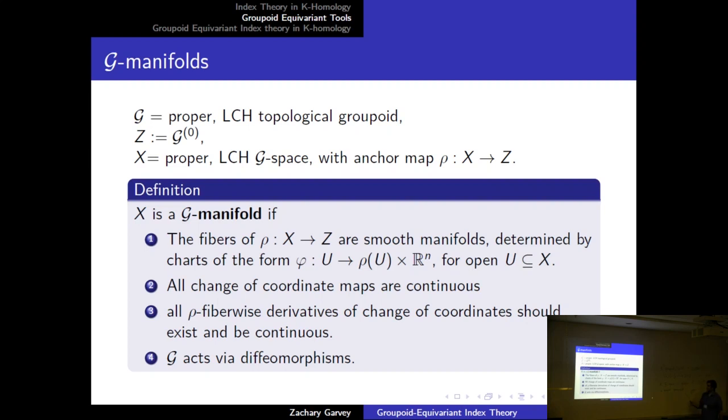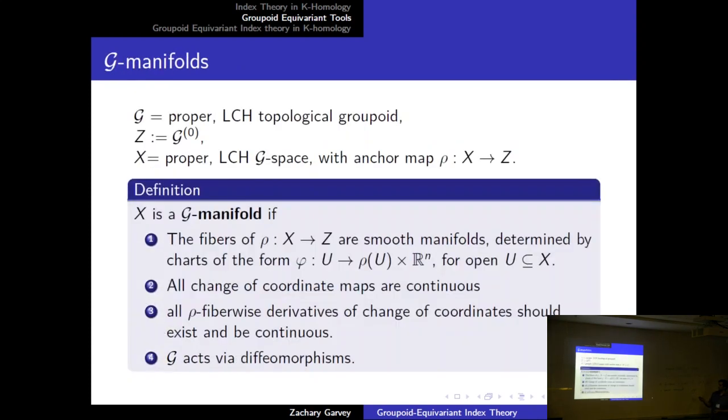The more important things are the change of coordinate maps are continuous, and all the rho fiber-wise derivatives of the change of coordinate maps are also continuous. Just these three conditions here is what it means for X to be a continuous family of manifolds over Z. And the last condition, that G acts via diffeomorphisms, means that it's a G manifold. Okay? So I'll actually be using the concept of continuous family of manifolds later on in the talk. So I did want to point those three conditions out as what it means to be a continuous family of manifolds.